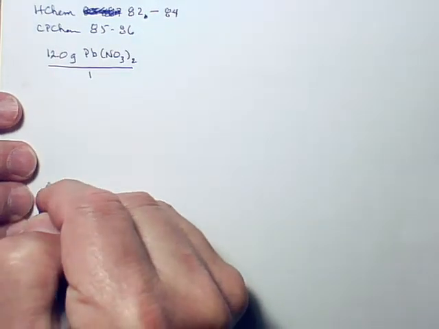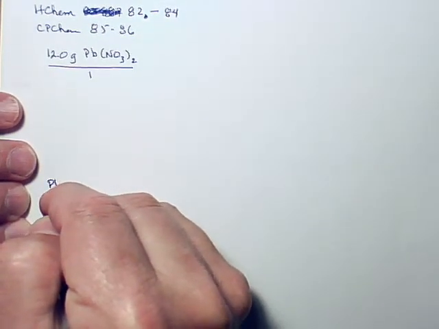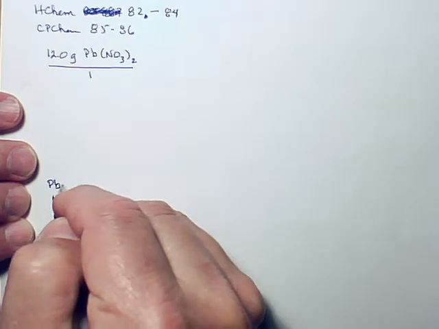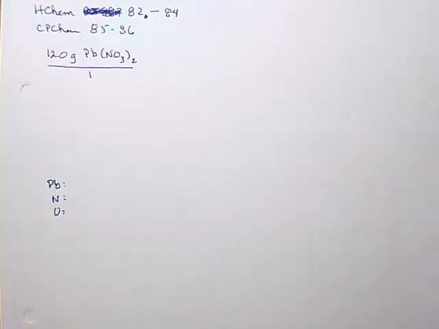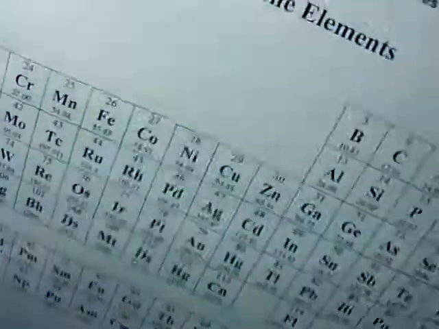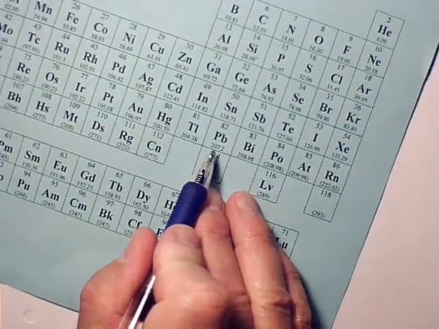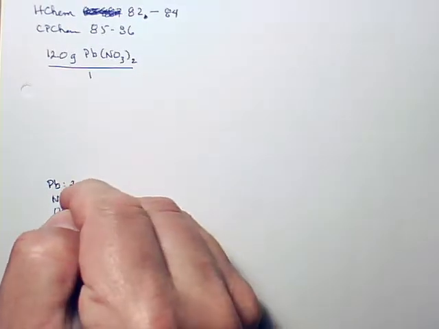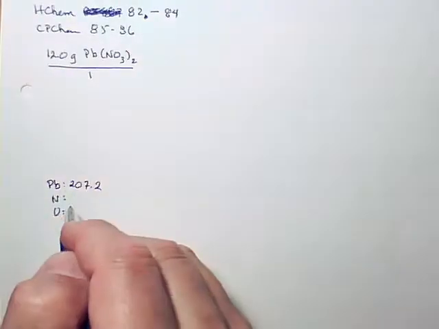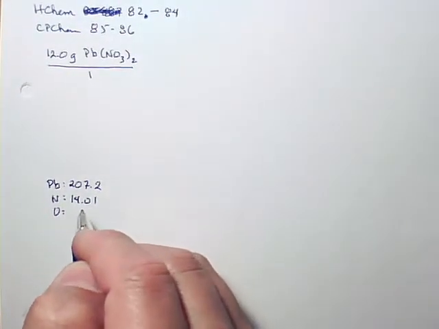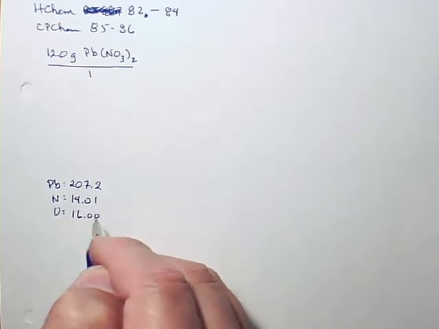I'm going to do it down here just a little bit to make room for both of these stoichiometry problems. So we've got lead, nitrogen, and oxygen. Since I'm doing this for an honors class, I'm going to use the honors references. The CP class will have a different set of atomic mass numbers. You just use the numbers from your periodic table. So on the honors periodic table, the mass of lead is 207.2. The mass of nitrogen is 14.01. And the mass of oxygen is 16.00.